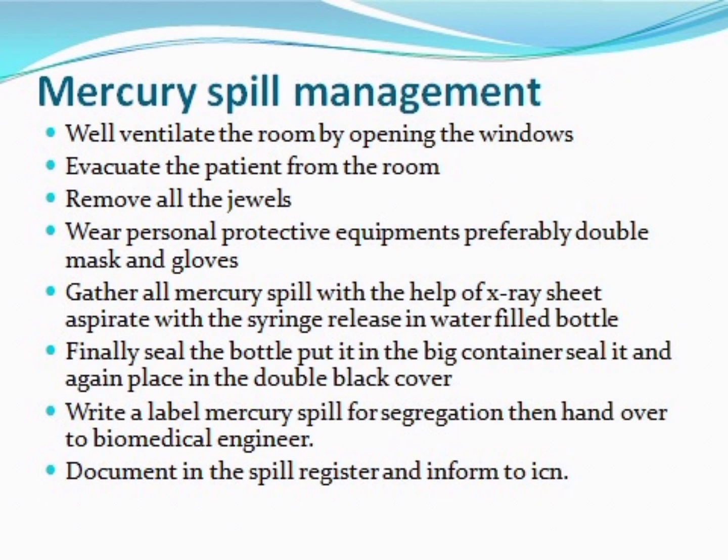Mercury spill management. Ventilate the room well by opening the windows. Evacuate the patient from the room. Remove all jewels. Wear personal protective equipment, preferably double mask and gloves. Gather all the mercury spill with the help of X-ray sheets. Aspirate with a syringe. Release into a water-filled bottle. Finally, seal the bottle and put it in the big container.